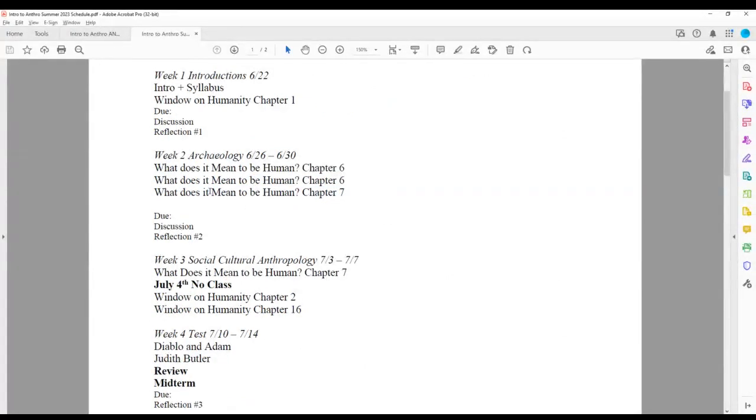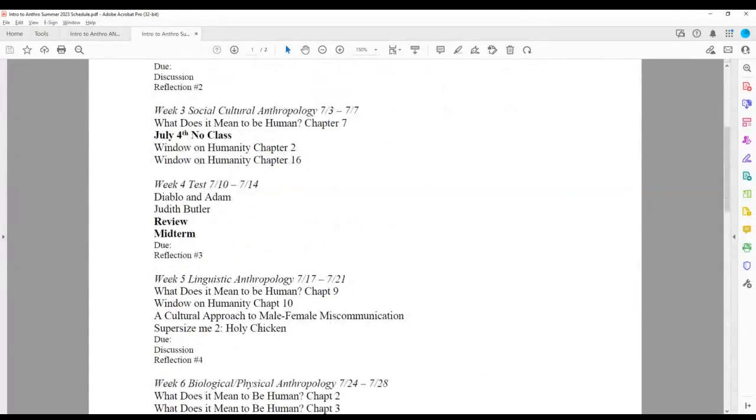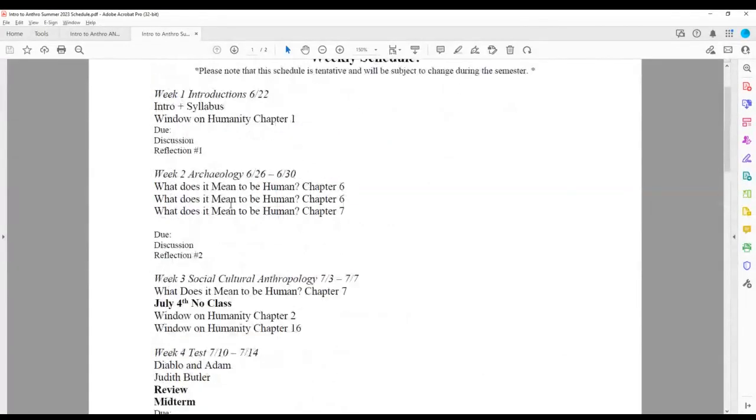Archaeology, what does it mean to be human? I'm thinking about maybe switching this up with social culture anthropology. We'll see. Oh, is this the wrong one? This is the wrong one. That's why. It's okay. It's still the same idea.